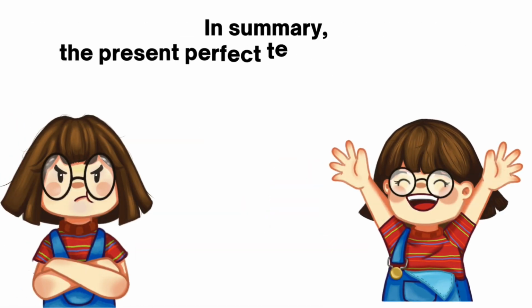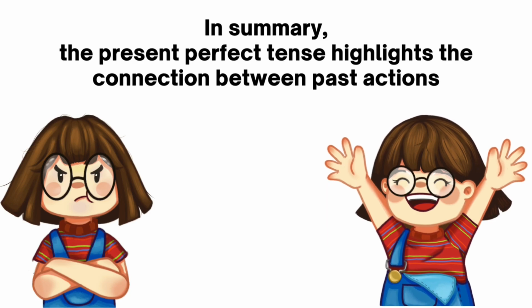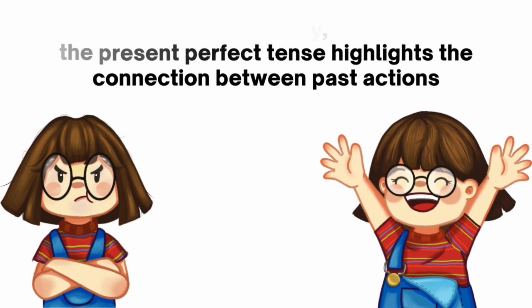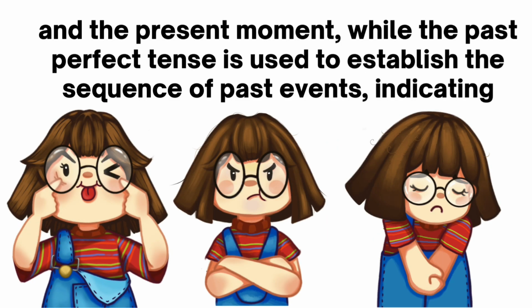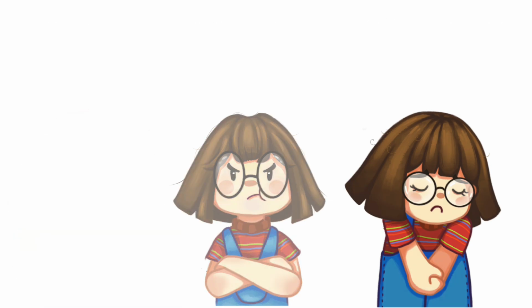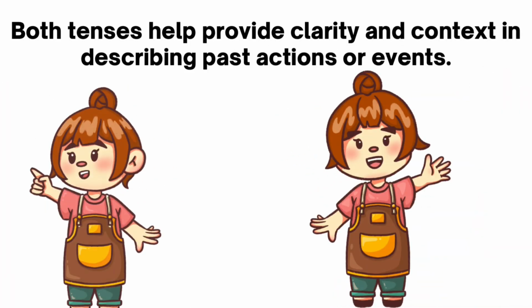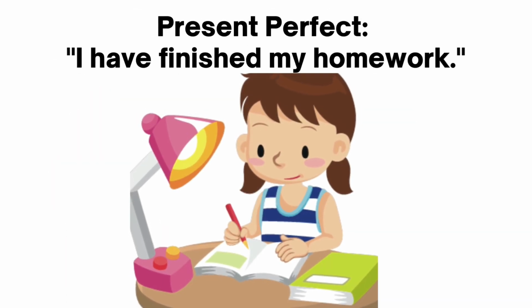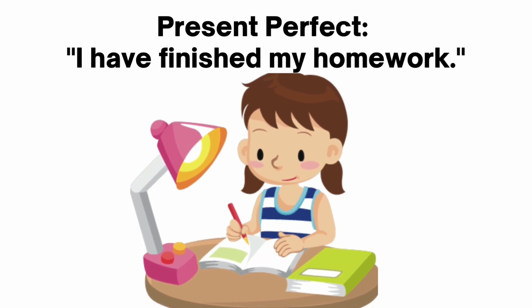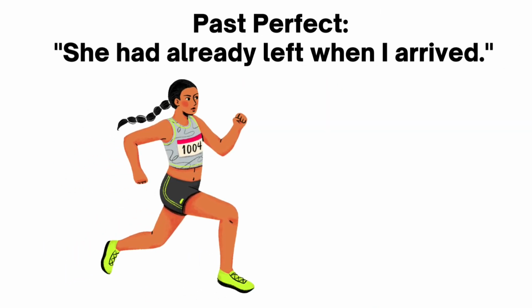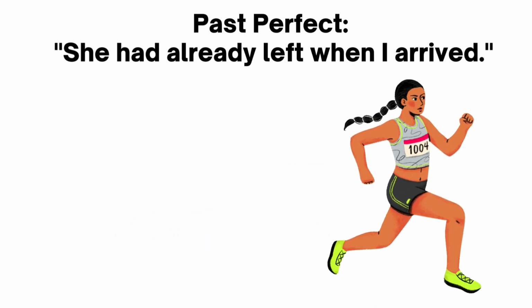In summary, the present perfect tense highlights the connection between past actions and the present moment, while the past perfect tense is used to establish the sequence of past events, indicating which action occurred before another action or point in the past. Both tenses help provide clarity and context in describing past actions or events. Present perfect. I have finished my homework. Past perfect. She had already left when I arrived.